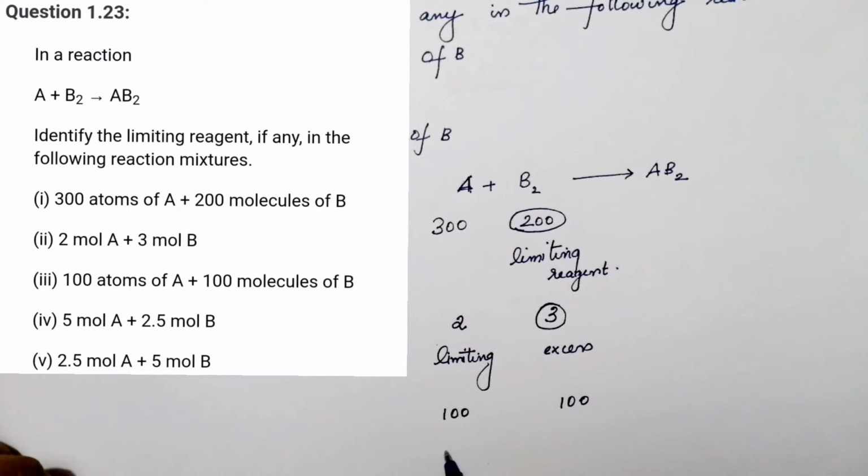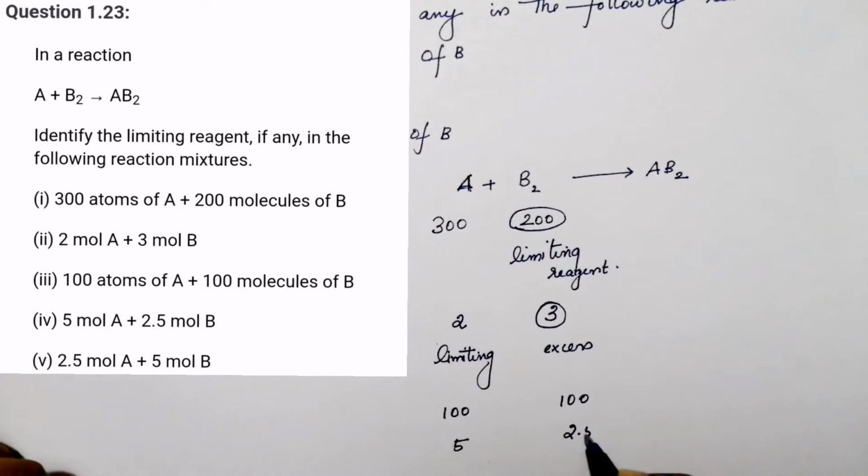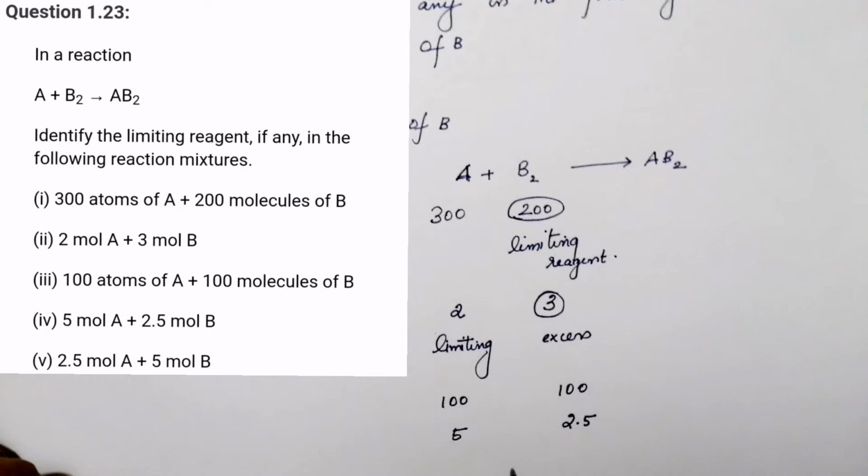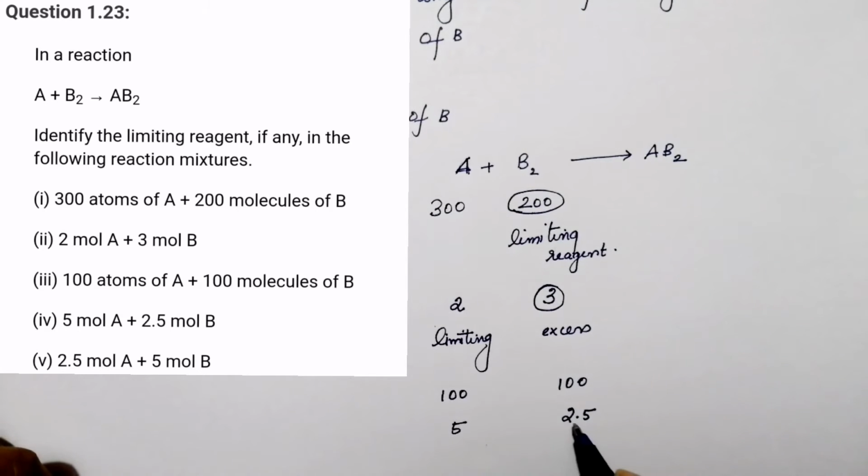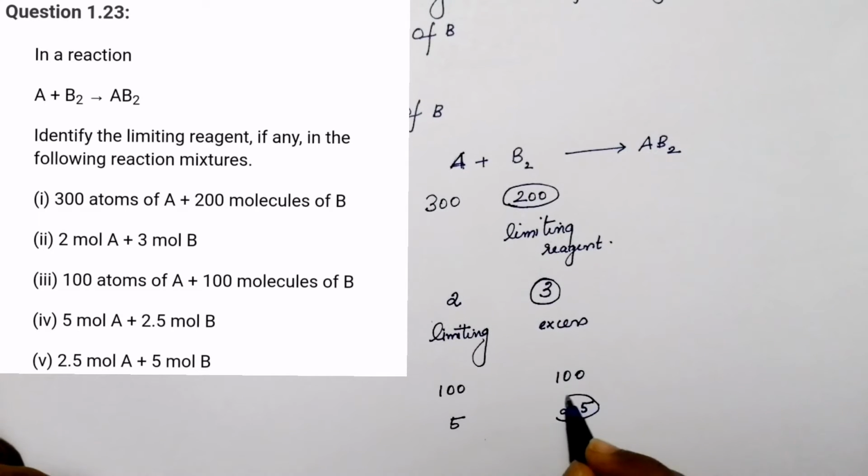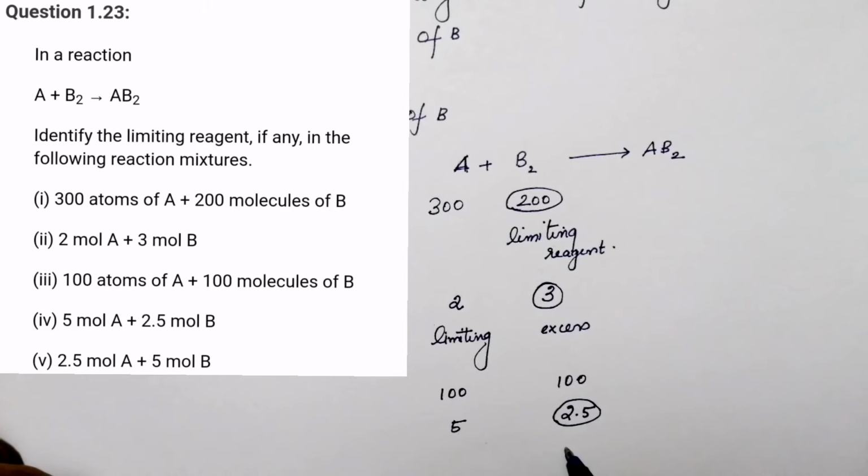And in the fourth sample, we are given 5 moles of A and 2.5 moles of B. As I have mentioned earlier, when we have 5 moles of A, we will be in need of 5 moles of B. But here we have only 2.5 moles of B. So we can say the reactant B is limiting here, and the reactant A is excess.